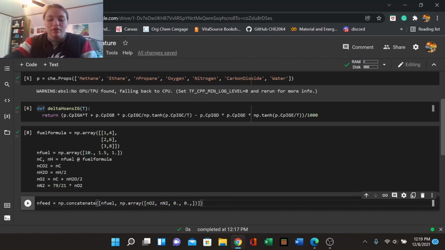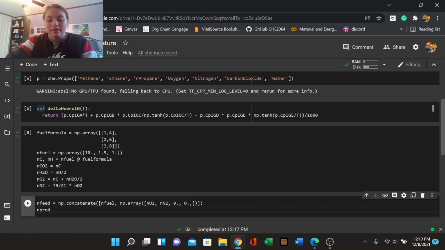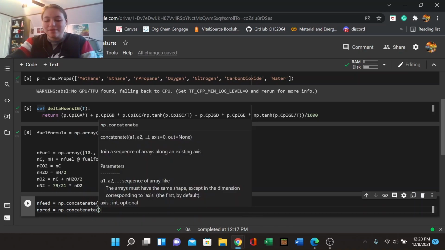And make sure you have all of those parentheses and brackets. And so now we are going to make our moles of product, which is going to start with the exact same thing, np.concatenate, parentheses, and then we're going to create a line of zeros, because this is just making up for the fact that we no longer have that fuel, and so that's just going to be a line of zeros.